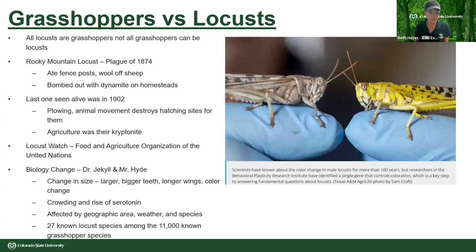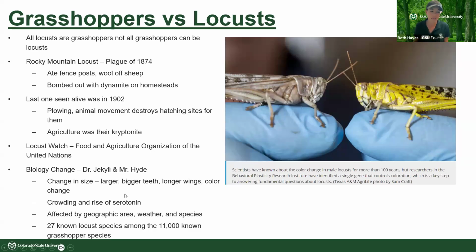It actually is a DNA change. It can be affected by geographic weather, area, and then the species count. Among the 11,000 known species worldwide, 27 of those can become locusts. But in Colorado, the USDA APHIS team tracks 11 species that can become locusts in our state. It is mostly triggered by drought, heavy population crowding, and the rise of serotonin that happens when they're all getting together. And then when one of them gets triggered to become a locust, it starts a chain reaction, and all of them do that.